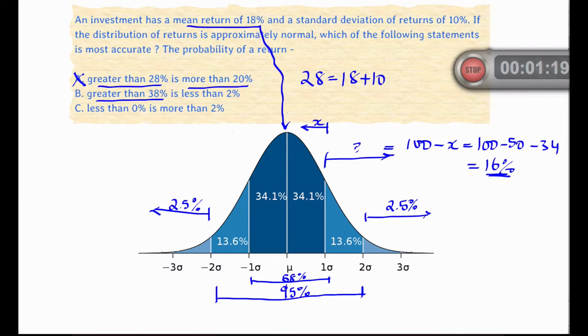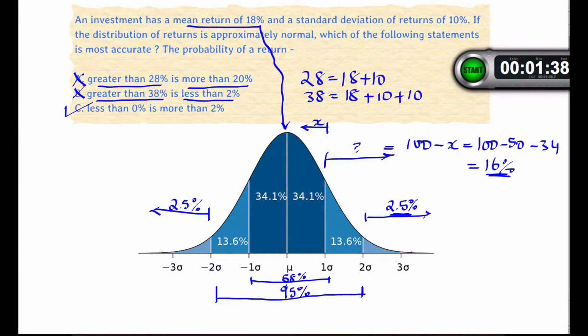Let's look at B. So 38 can be written as 18 plus 10 plus 10, which is obviously mean plus 2 standard deviations. So to the right of that point, as we've already discussed, is 2.5% of the area, which is obviously not less than 2%, so B is incorrect. And at this point, you can mark C as the correct answer and move on to the next question.